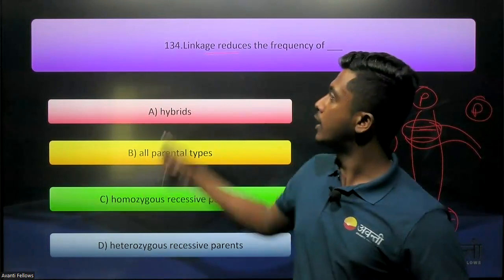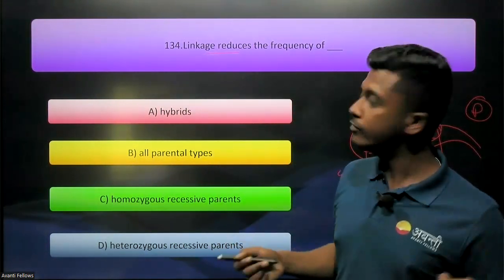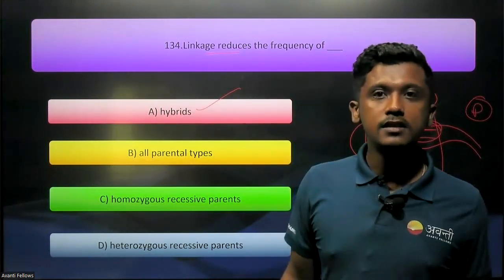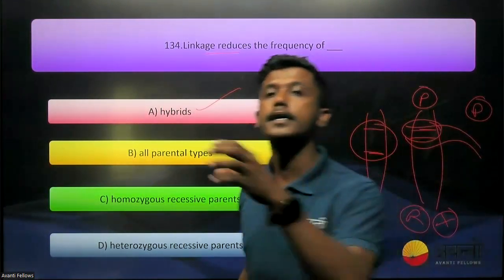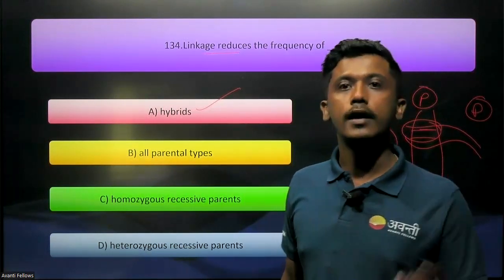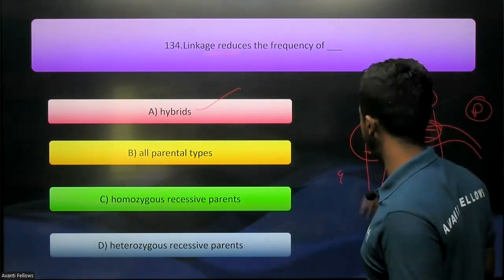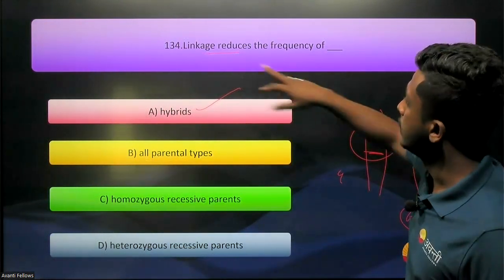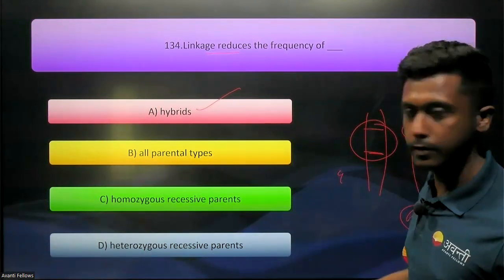So whenever we talk about linkage, it reduces one thing very significantly, that is hybrids. Hybrids can also be called the non-parental variants. When you don't have non-parental variants, you don't have recombination. When you don't have recombination, linkage is very high. So whenever you have more linkage, you have fewer hybrids. Okay, our option is correct.